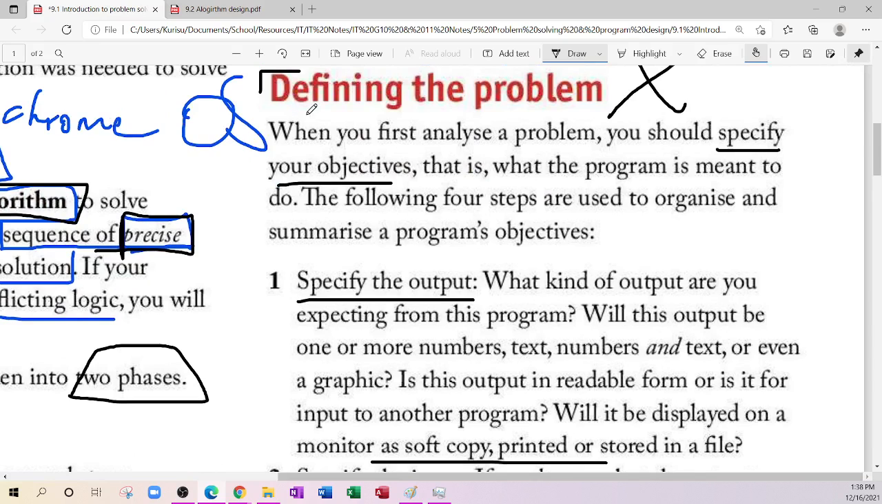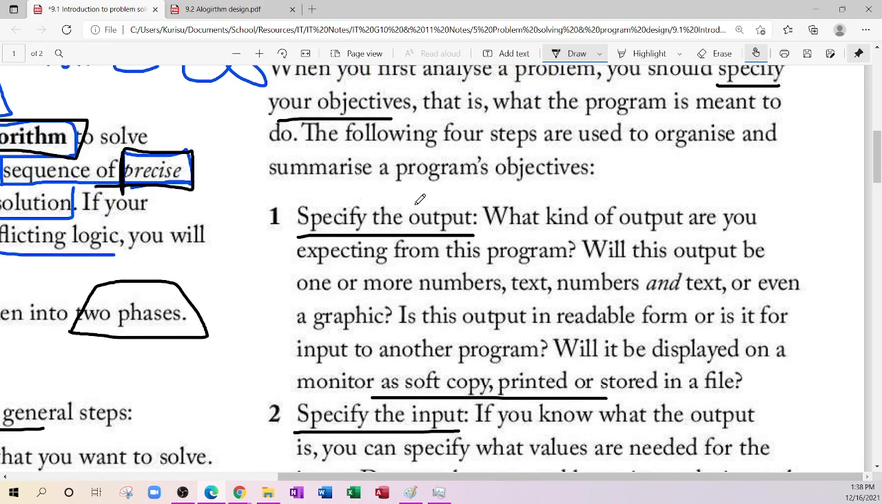So, defining the problem. How do you define the problem? How do you try to understand what is the problem? Well, you need to specify your objectives. What are you trying to do? What are you trying to achieve with this program? So specify your objectives.